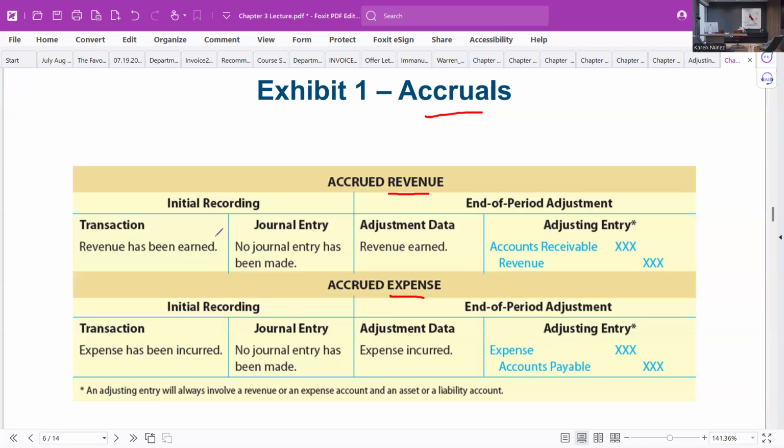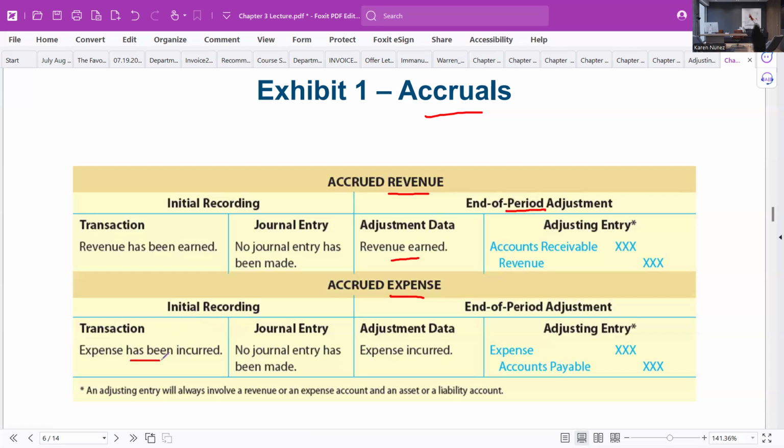Here's our first example, an accrued revenue. There's no recording. We haven't recognized any revenue, so there's no journal entry. When we get to the end of the period, we've got to fix that problem and recognize that we've earned revenue. The basic entry is that we're going to be debiting some kind of receivable and crediting a revenue account. That's how you accrue a revenue in an adjusting entry. Again, an adjusting entry is not a correcting entry. We're not correcting anything. We're just bringing the accounts up to date. And an accrued expense, well, there's no recording.